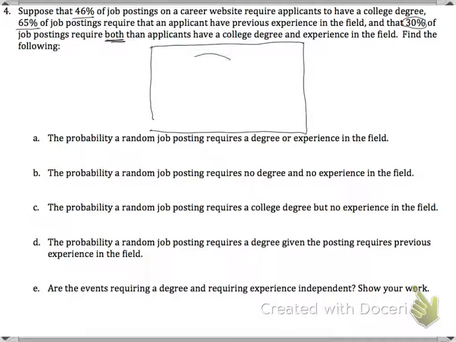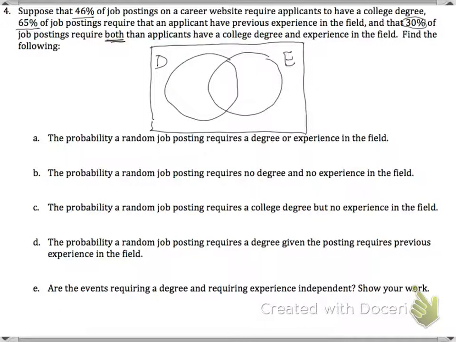This is something that you did with the sub, but I did an example with you guys to solidify it, okay? So remember that we need to label these up. Some of these jobs require a degree, and some of the jobs require experience. And we know that 30% require both.